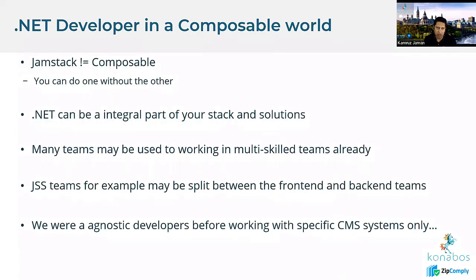The first thing to make clear is that Jamstack and composable are not the same thing. You can do one without the other. Jamstack is an architectural pattern for building sites. Composable is pulling together different systems to build out your digital experience platform. But .NET can totally be an integral part of your stack and your solutions. We use it in pretty much all of our composable and Jamstack sites still to this day.